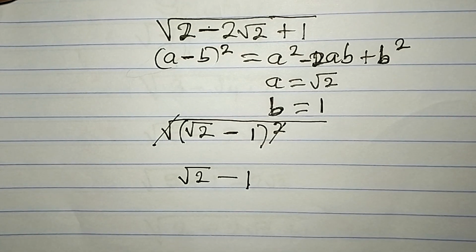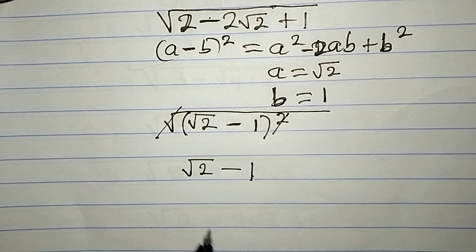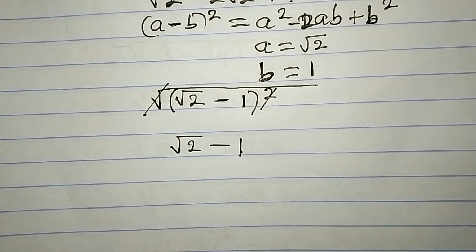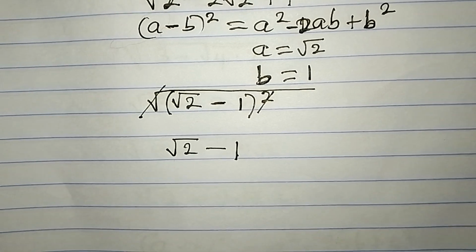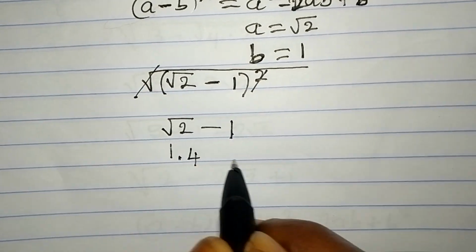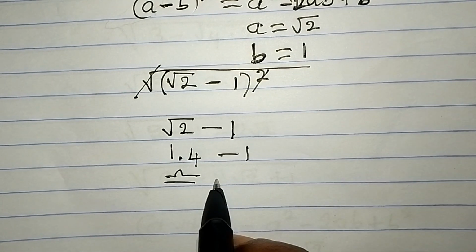Okay, so from here, it becomes simple for us, as we can now find the square root of 2, then subtract 1 from it. If you want to have your answer in decimal, square root of 2 is approximately 1.4, and then we have minus 1. This will be approximately 0.4.